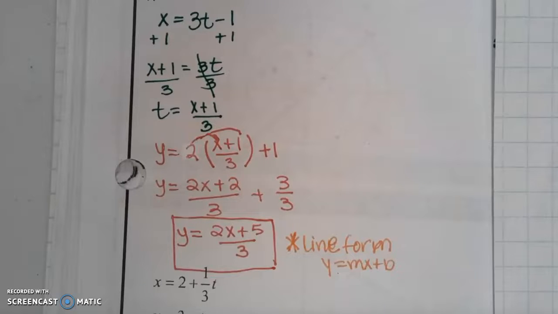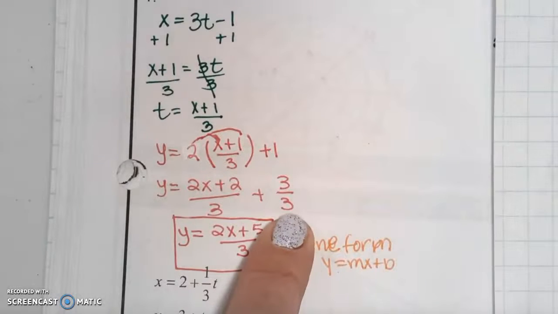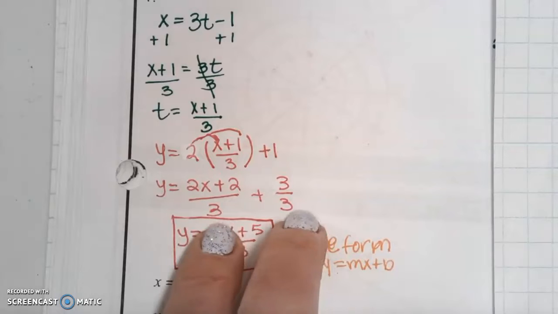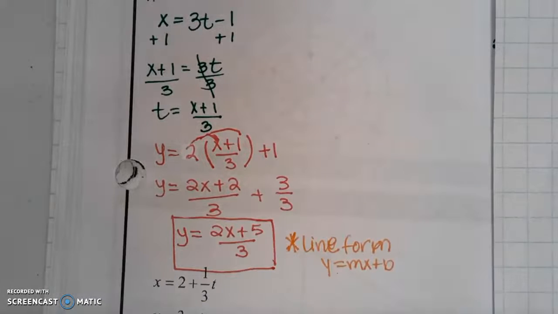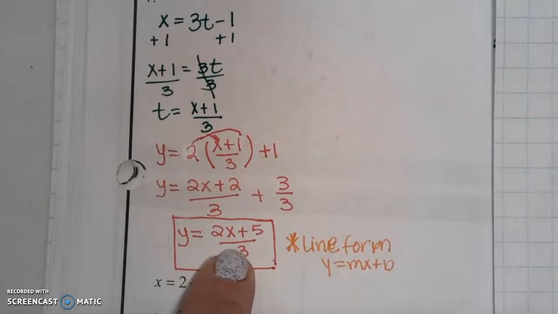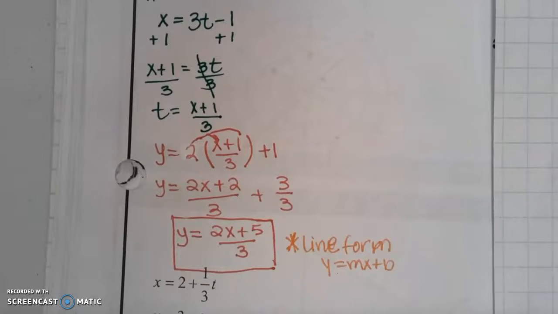And then like I said, that usually involves distributing. Guess what? It involves distributing. So we're going to go 2 times the x, which is 2x, 2 times the 1, which is 2, all over the 3. Then in order to add these, I'm going to rewrite my 1 with a denominator of 3 so that I have common denominators. Then I can combine my like terms and I get 2x plus 5 over 3 for my final answer of y equals.